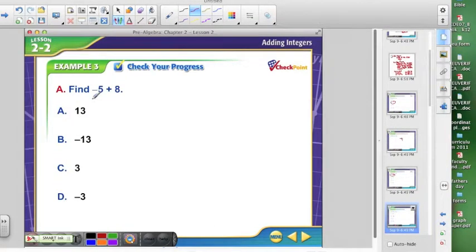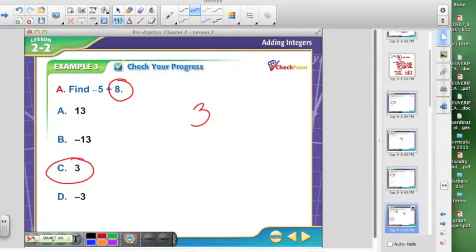Okay, negative 5 plus negative 8. Like signs or unlike signs? Unlike signs, so I've got to subtract the absolute values. 8 minus 5 is 3. Take the sign of the larger number, or the number with the largest absolute value. In this case, it's going to be 8, which is positive. So my answer is a positive 3.